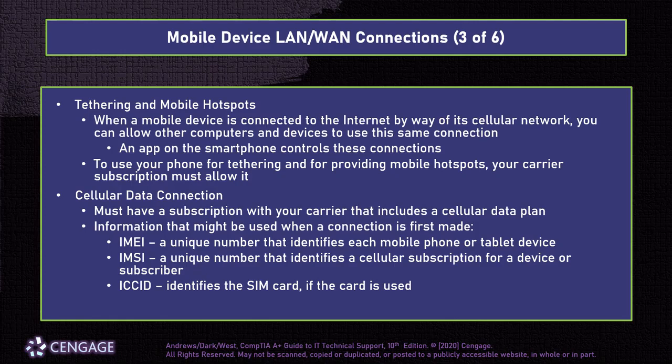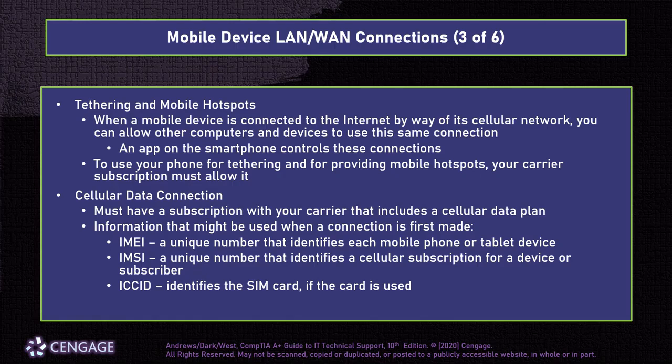Now, for a cellular data connection to be put in play, you have to have a subscription with your carrier that includes a cellular data plan. And there are 3 numbers that we traditionally want to look at. The IMEI, or the International Mobile Equipment Identifier, is a unique number that identifies each mobile phone or tablet device that's connected. The IMSI, instead of equipment, is the subscriber identifier. And then the ICCID identifies the SIM card. SIM card is the subscriber identity module.